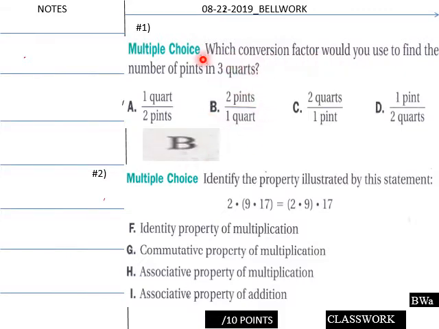Which conversion factor would you find for the number of pints in quarts? The desired quantity would be pints, so that's always in our numerator, over quarts. This one over here, 1 pint over 2 quarts, is for 3 quarts, so we need a single quart in our denominator, per 1 quart. And then for number 2, identify the property that we use. The associative property. We just changed our associations of this product. We just moved our 9 inside. We could have moved the 17 over here too. It wouldn't change the solution.